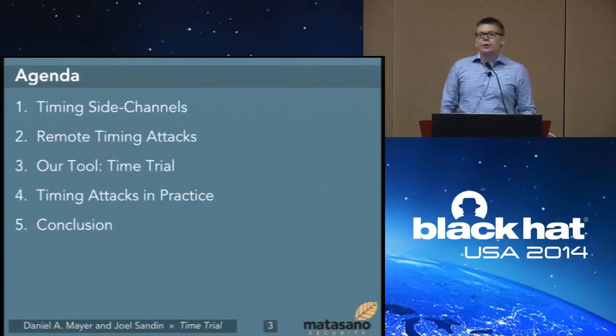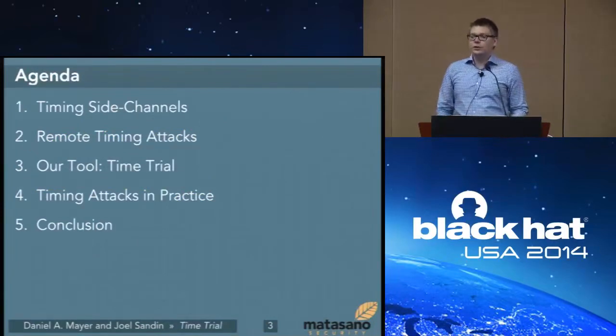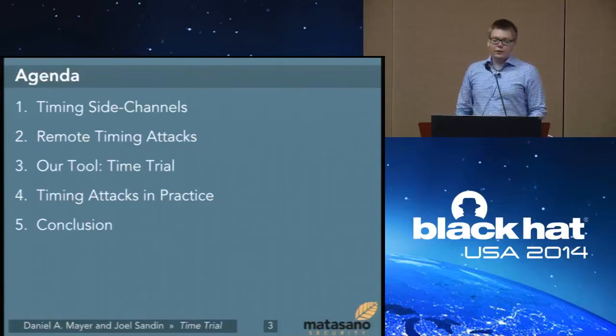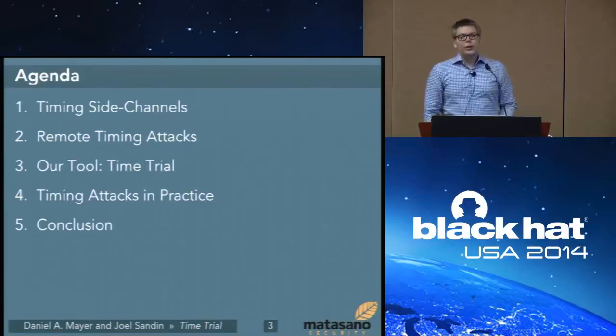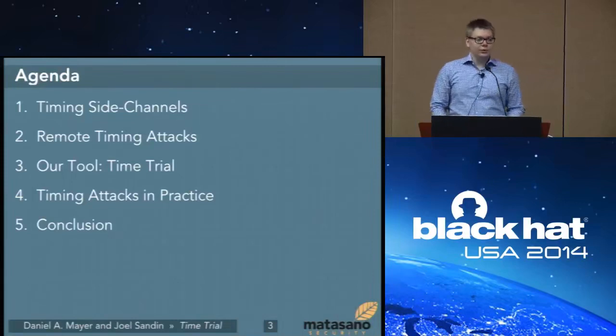Brief overview of what we will be talking about. We start out by giving you an introduction on timing side channels: what those are, how they come about, and then go into the challenges you face when you try to exploit those remotely, and things you may need to take into consideration which make it much harder to exploit these kinds of things. And as a third item, we present our new tool called Time Trial, which is a feasibility analysis tool, so to speak. It allows you to do timing measurements and assess timing vulnerabilities in your own applications.